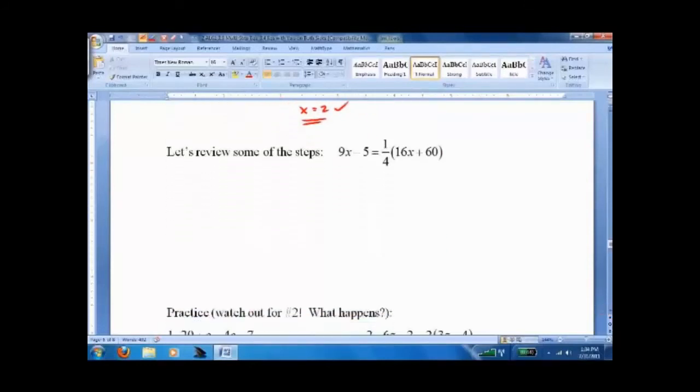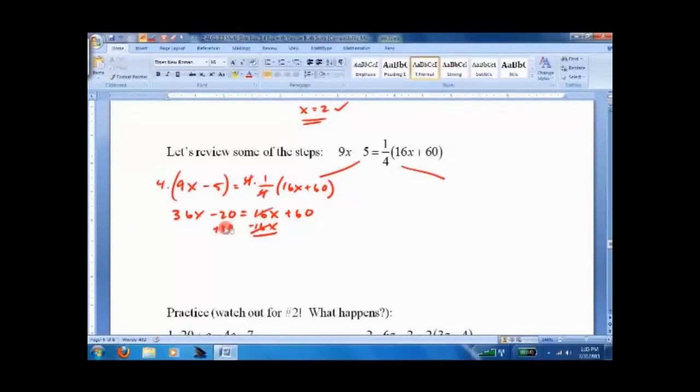So, here we go. Try a big ugly problem. 9x minus 5 equals 1/4 (16x plus 60). Now, we'll do this twice. I already told you, why not just multiply everything by 4 before we distribute? So I'll put 4 times here, and over here, 4 times. Gotta put parentheses because we're multiplying everything. Get 36x minus 20 equals 16x plus 60.